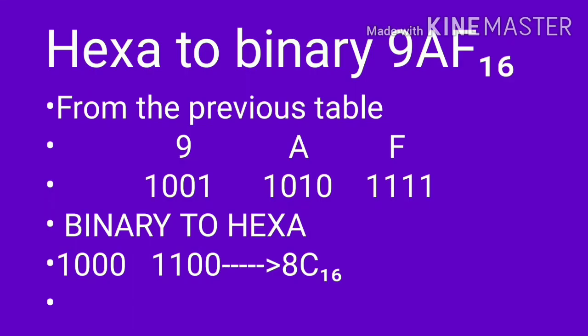Consider the hexadecimal value 9A base 16 to binary. From the previous table, the value of 9 is 1001, the value of A is 1010, and F is 1111. Then to convert the binary value to hexadecimal, 1001100 is 8C base 16.